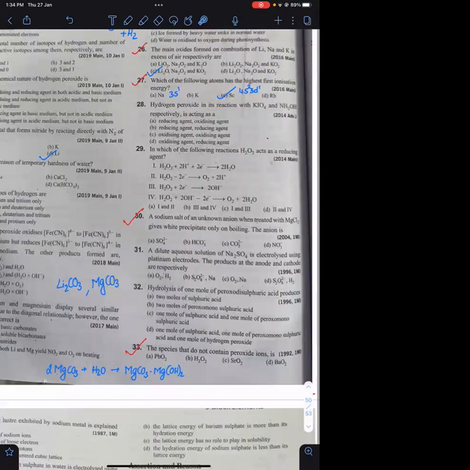Question number 30. A sodium salt of an unknown anion, when treated with MgCl2, gives white precipitate only on boiling. The anion is... What is the white precipitate?